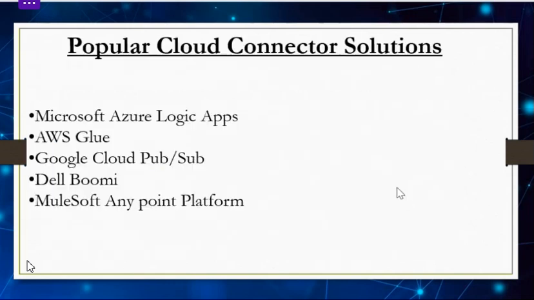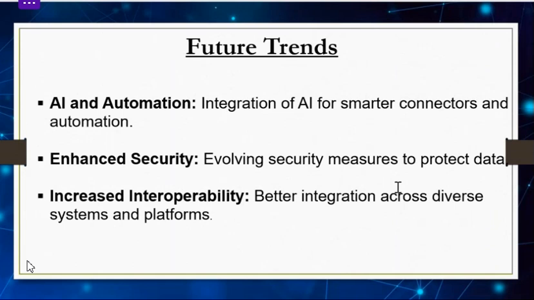These are popular cloud connector solutions like Microsoft Azure Logic Apps, AWS Glue, Google Cloud Pub/Sub, Dell Boomi, and MuleSoft Anypoint Platform. In future trends, we will use features like AI and automation, and by this we can enhance our security and increase interoperability with this cloud connection.